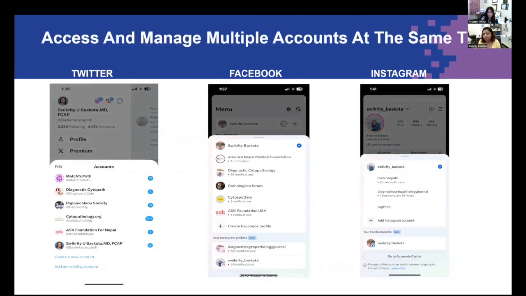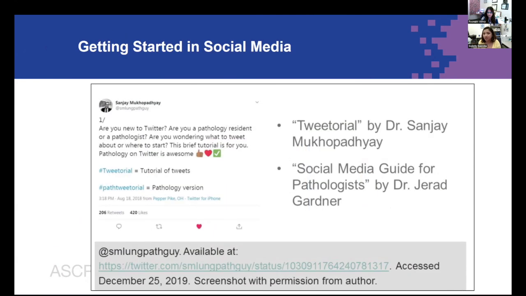Another article is a social media guide by Dr. Gardner, which is also a very good article to access.